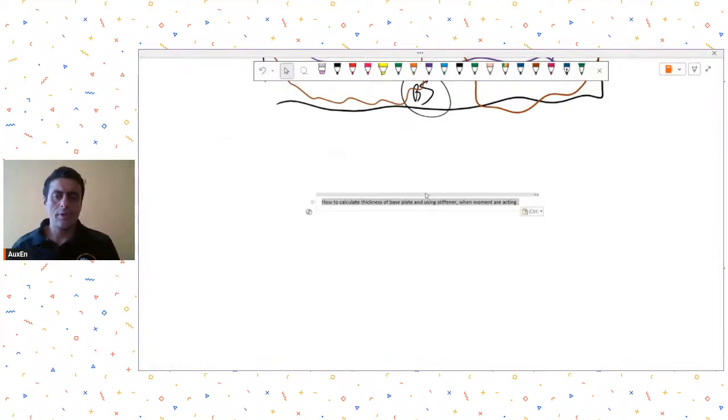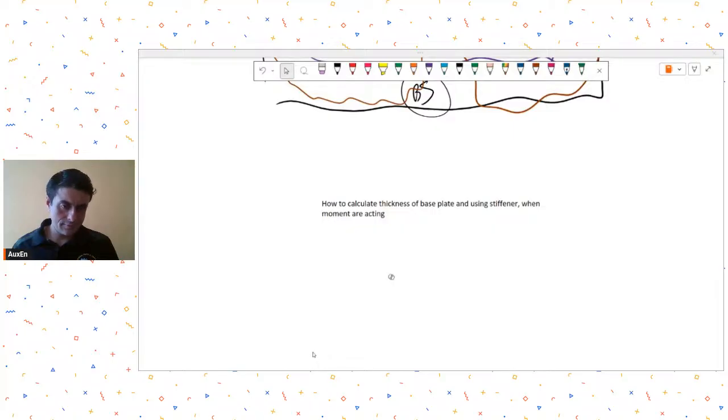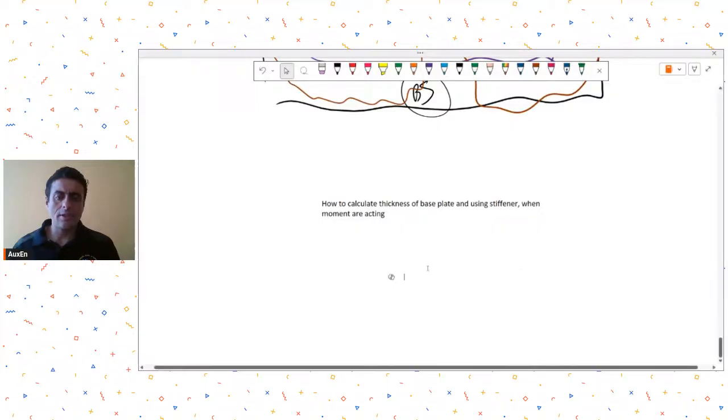Okay. Next query is from engineer Rakesh Kumar. He's from Muzaffarpur and he's an independent consultant. He's saying how to calculate thickness of base plate and using stiffener when moments are acting.